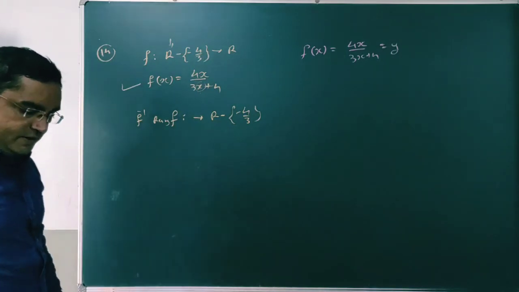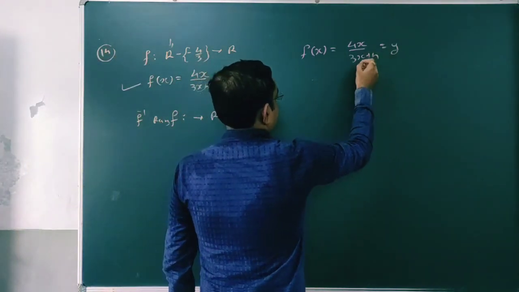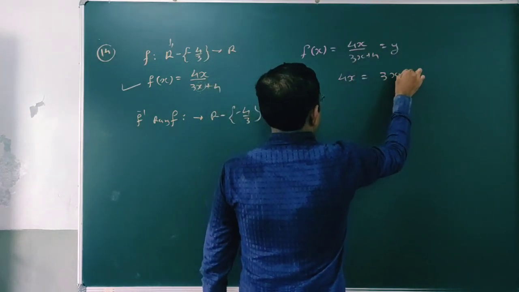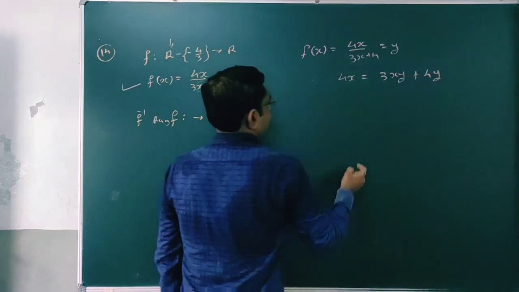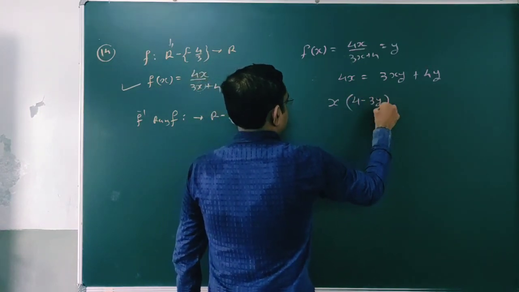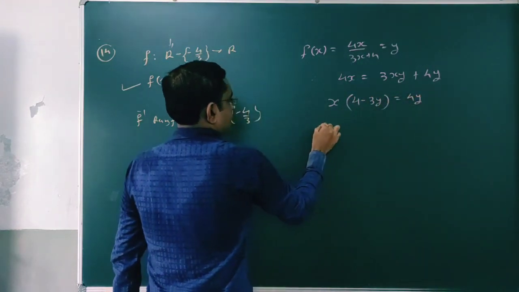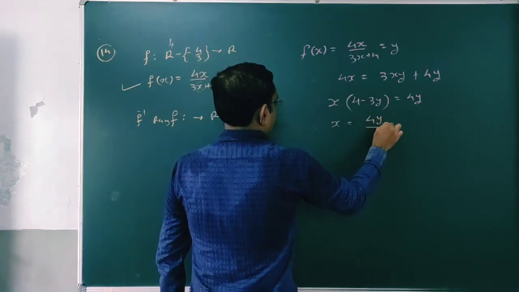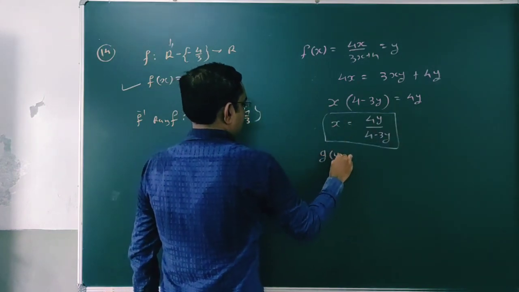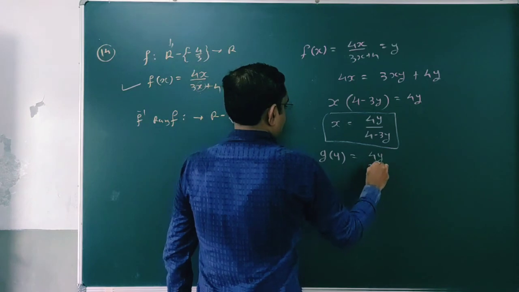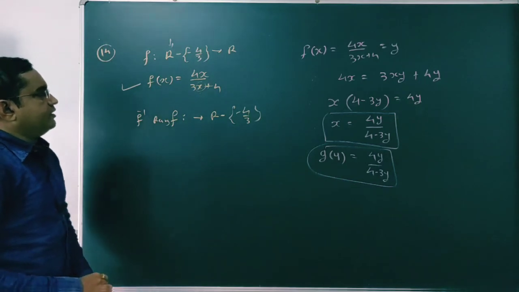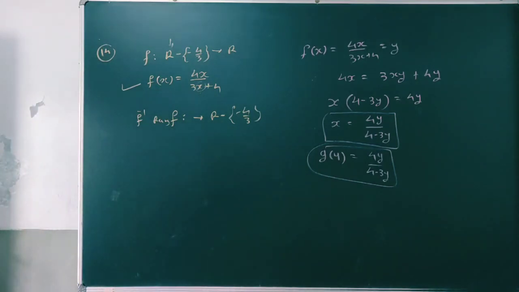Done. Now we are writing our x in terms of y. So here writing x in terms of y. So it's a 4x equal to, cross multiply, it's a 3xy plus 4y. ये टर्म को इस साइड लेंगे तो x कॉमन आएगा, so it will be 4 minus 3y, that is equal to 4y. Therefore our x will be 4y upon 4 minus 3y. ये हमारा फंक्शन आ गया g of y. This is equal to 4y upon 4 minus 3y. Done. तो ये आपका आंसर है। Done students. So now you can pause this video and note it down.